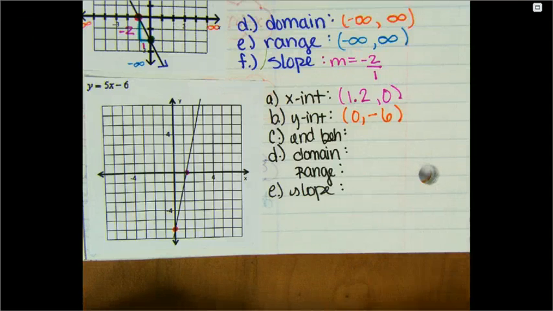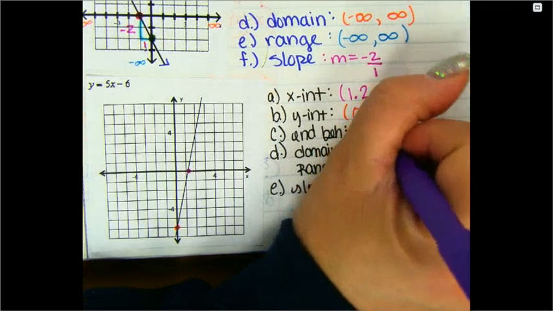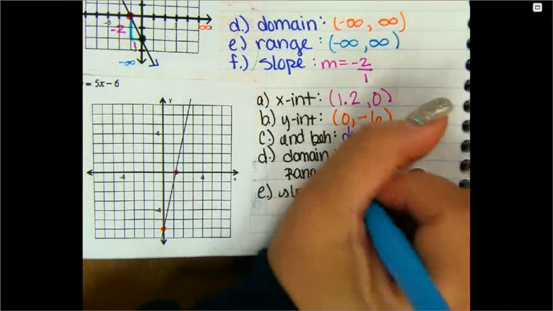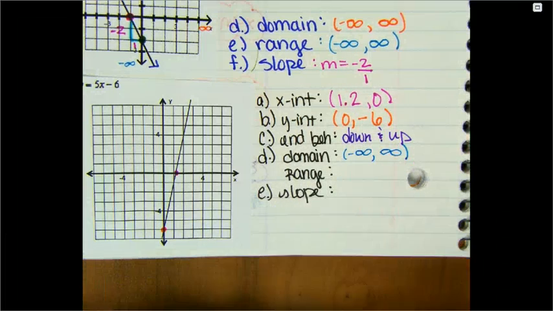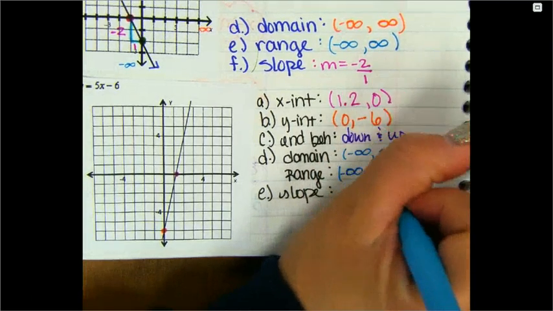And behavior is what? Down, up. Domain is what? Negative infinity, positive infinity. What's your range? Negative infinity to positive infinity.